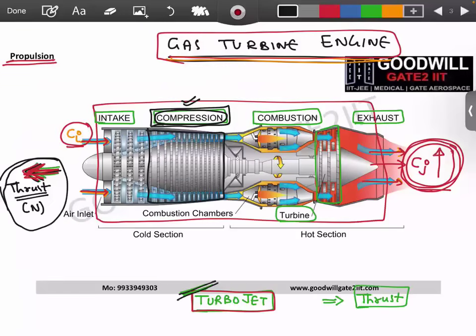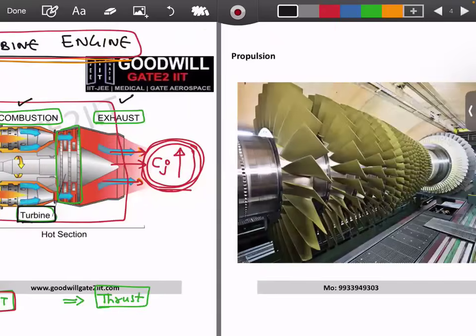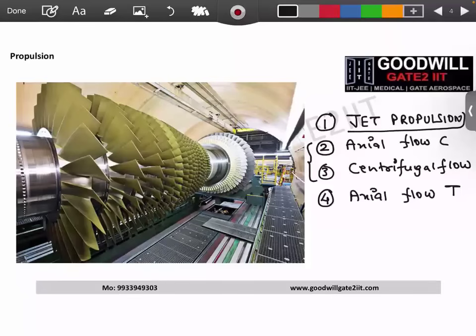So we understood about compression. We understood about turbine. Now, guys, please listen to me very carefully. This intake, this nozzle, and this combustion chamber is actually part of this unit. They are not separate chapters. So when we start jet propulsion today, we will be talking about intake, nozzles, and combustion chambers.